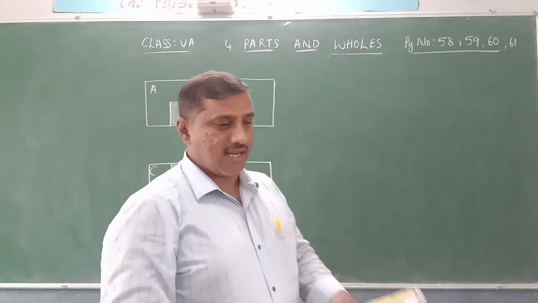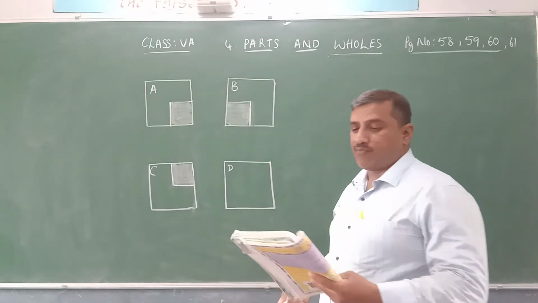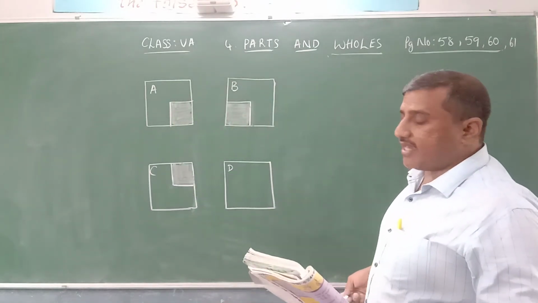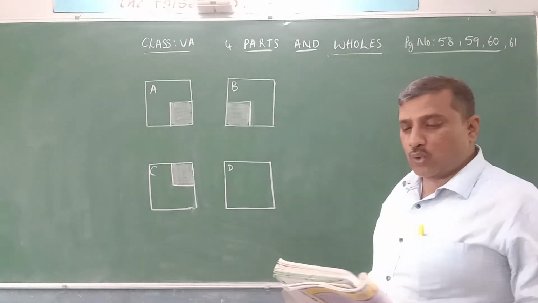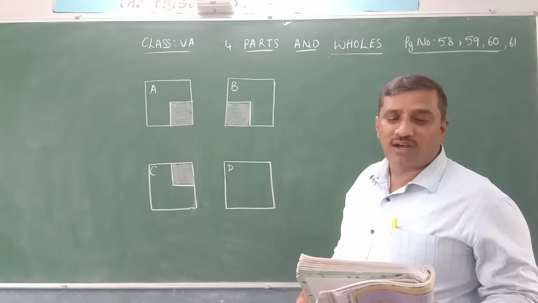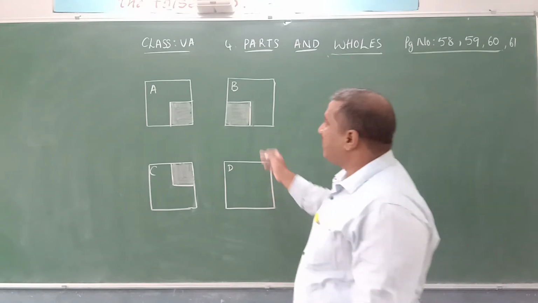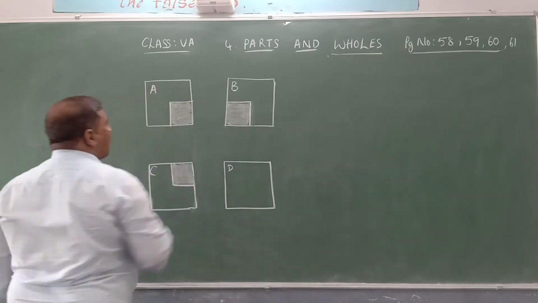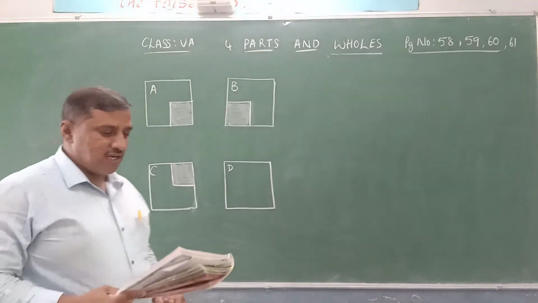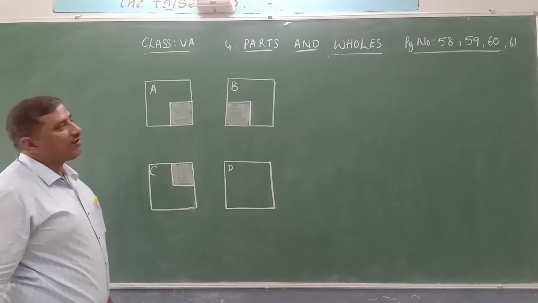4 questions are there. Here 2 I will explain. The rest you can do as your homework. Divide the white area in square A into 2 equal parts. Got the answer? Was that easy? Now do the second question. So divide the white space of card A into 2 equal parts. How do you divide this into 2 equal parts?